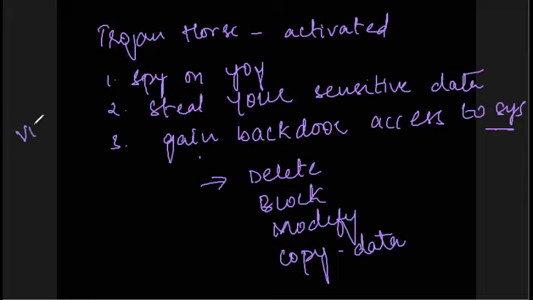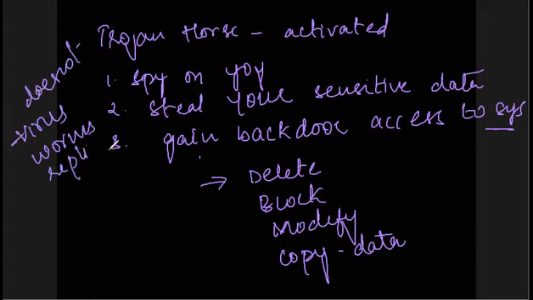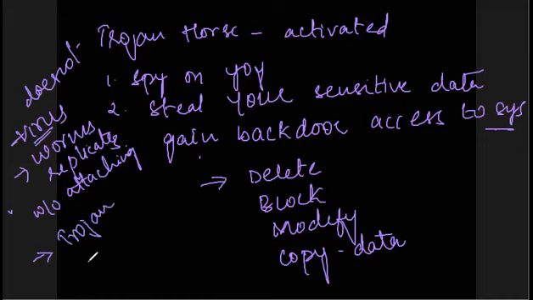Now as we have seen, virus and worms. A virus attaches itself to a file. Worms replicate without attaching to a particular file. Whereas Trojan horses cannot replicate, similar to viruses. The Trojan horse cannot replicate.